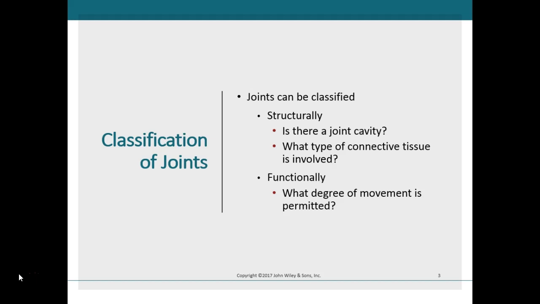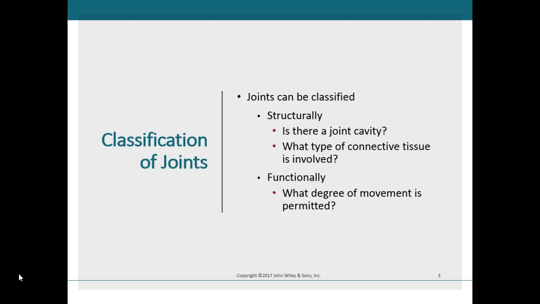So when we look at joints and how they're made, what their structure is, this helps us to classify joints. So we look to see, is there a joint cavity, a synovial cavity, and also what type of connective tissue is found as a part of that joint. Structurally, joints can be classified as fibrous, cartilaginous, or synovial.